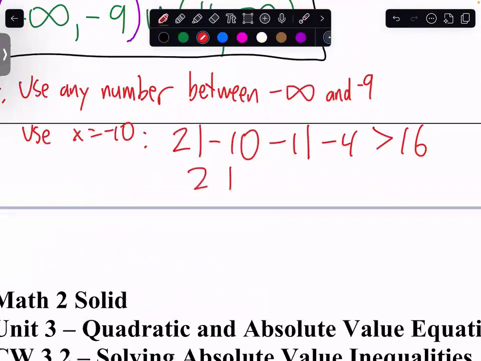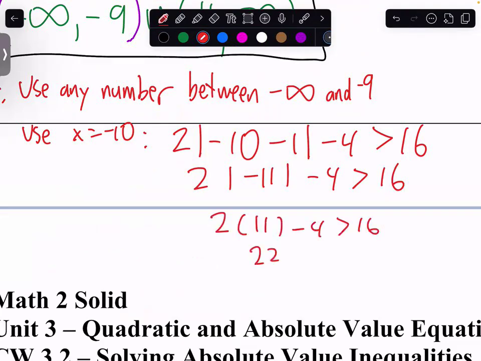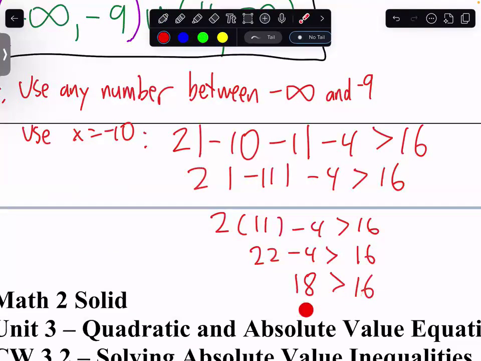-10 minus another 1 goes even more negative to -11. Absolute value of -11 is +11. 2 times 11 is 22. 22 minus 4 is 18. Okay, and now you check, is this a true statement? Yes, the bigger end of the symbol is facing the bigger number. So this is true.